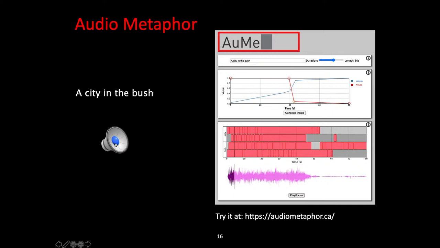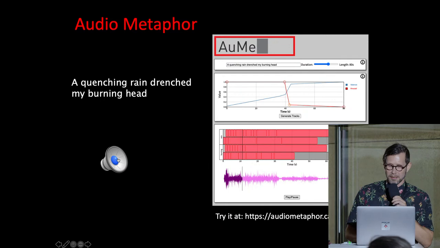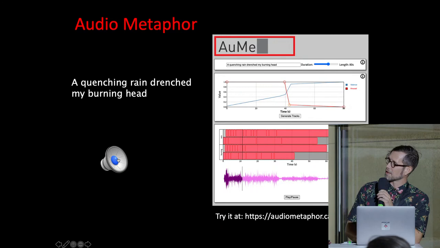Of course, as artists, we can also turn the system upside down and make much more abstract requests and use and abuse the system in more aesthetic ways. So this is "a quenching rain drenched my burning head."